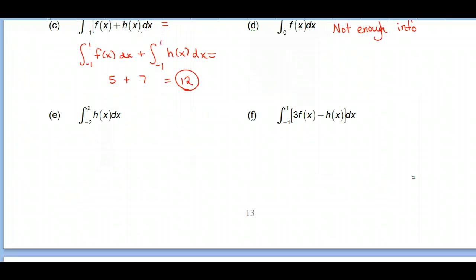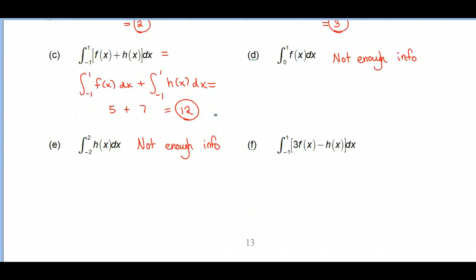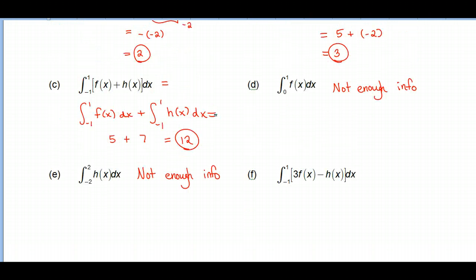Okay, how about from -2 to 2 of h of x? You can't do that either. And how about the last one? So the last one is kind of a combination of the constant multiple and what we did in part C. So we can pull the 3.